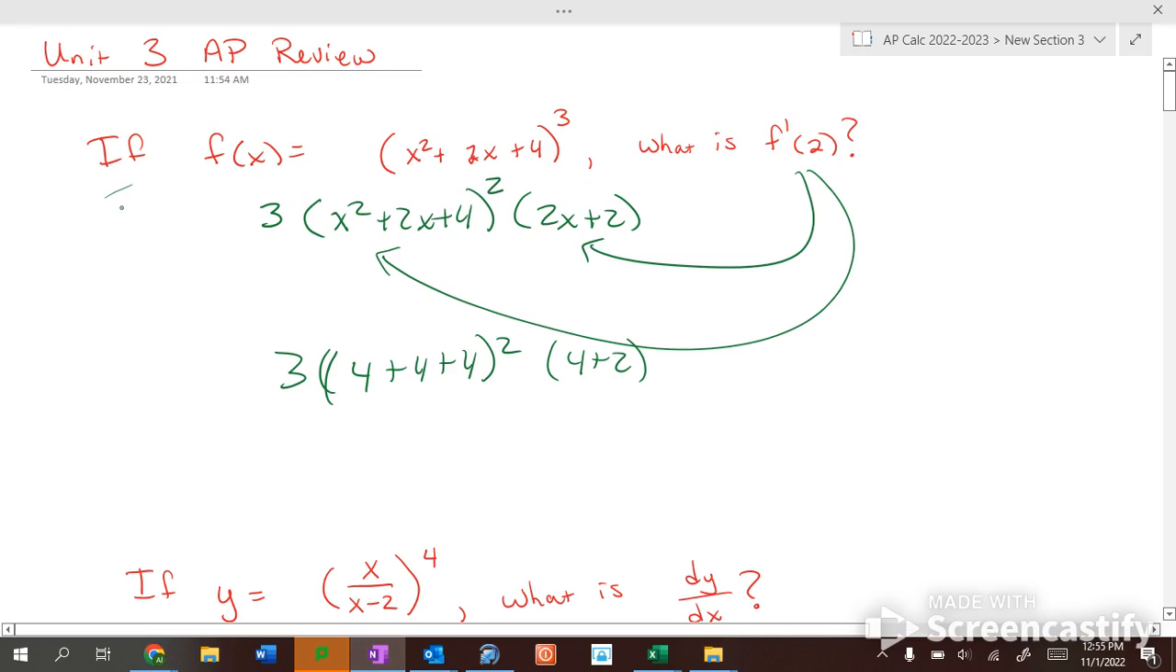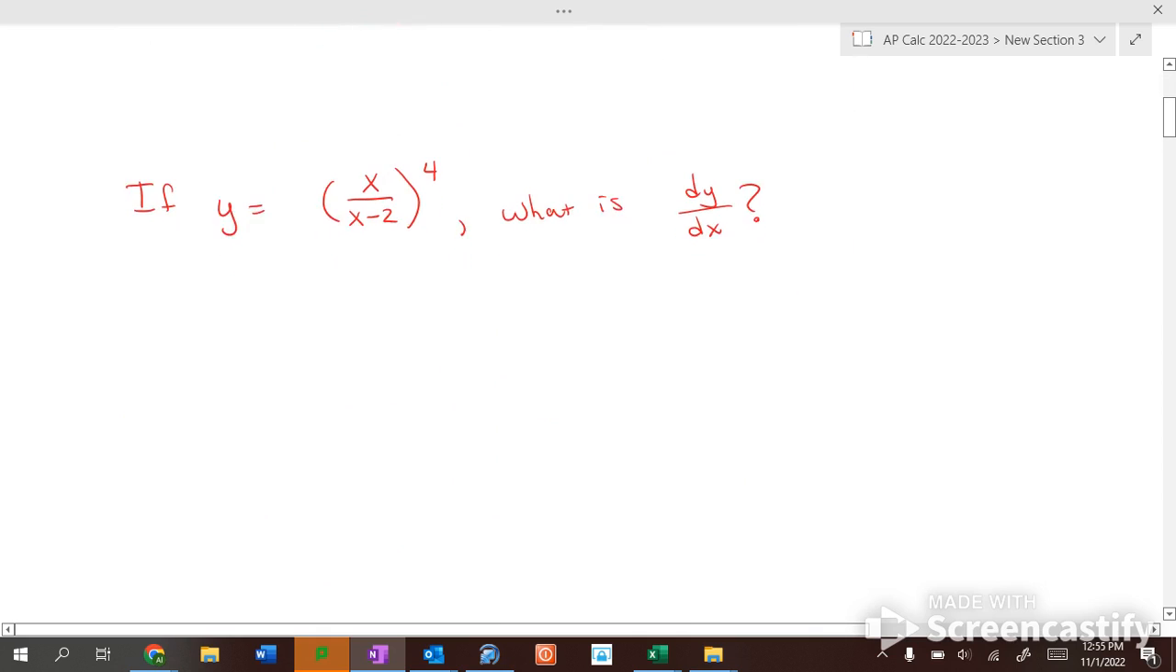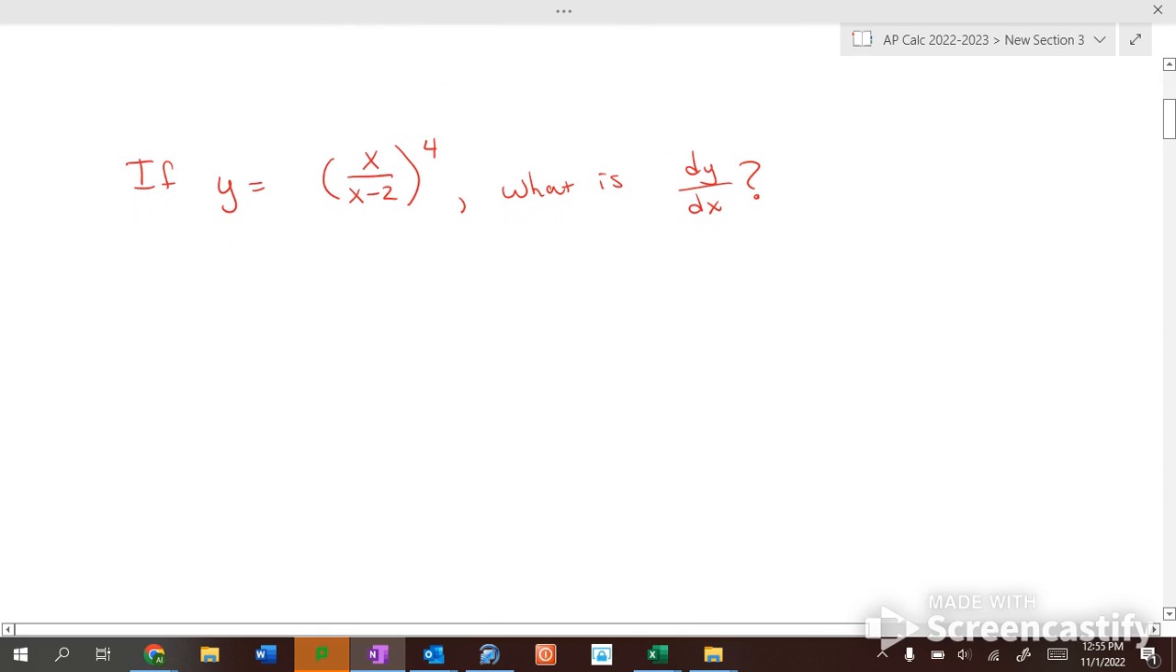All right, so first one over again because I forgot to record. We did the chain rule, so 3 times the function to the second power times the first derivative of the function, and then you stick the 2 in and solve. All right, second one.